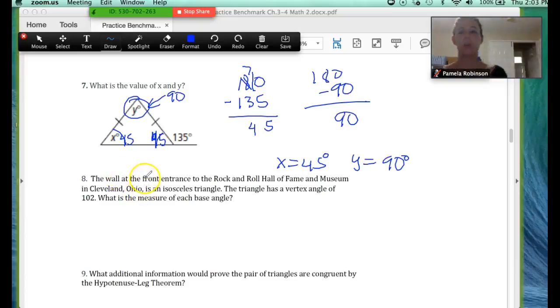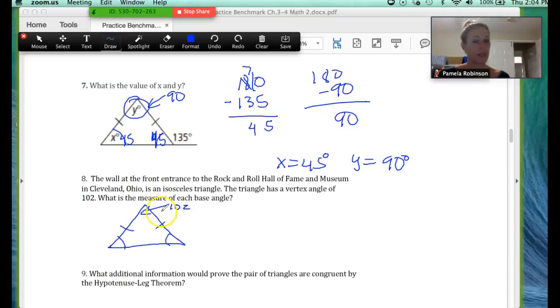All right, let's go on to number 8. The wall at the front entrance of the Rock and Roll Hall of Fame and Museum in Cleveland, Ohio is an isosceles triangle. Like this guy, let's draw him. Yay, isosceles, okay. The triangle has a vertex angle of 102. What is the measure of each base angle? Well, what's the vertex angle? What's the base angle? These are my base angles because I have an isosceles triangle. So that would make this my vertex angle, which is 102.